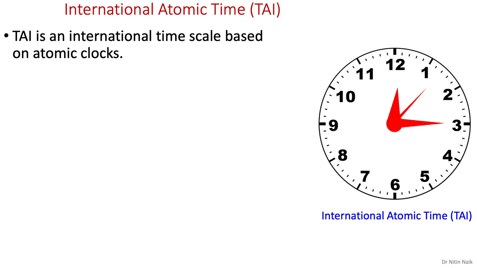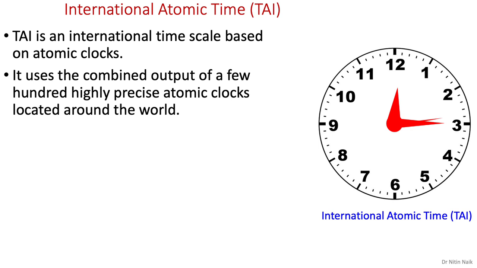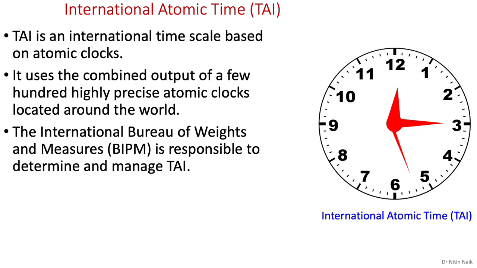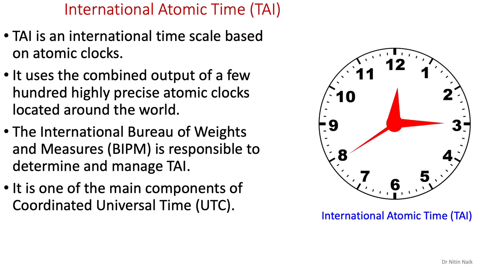It uses the combined output of a few hundred highly precise atomic clocks located around the world, thus providing the exact speed at which our clocks tick. The International Bureau of Weights and Measures or BIPM is responsible to determine and manage international atomic time. It is one of the main components of Coordinated Universal Time or UTC.